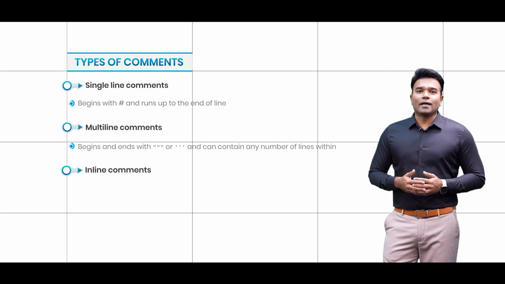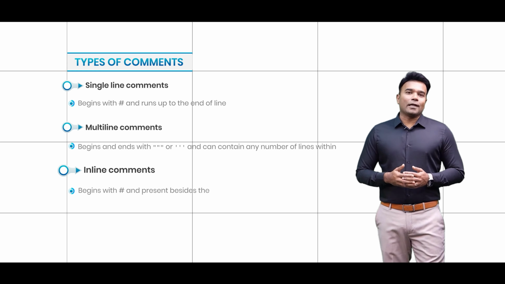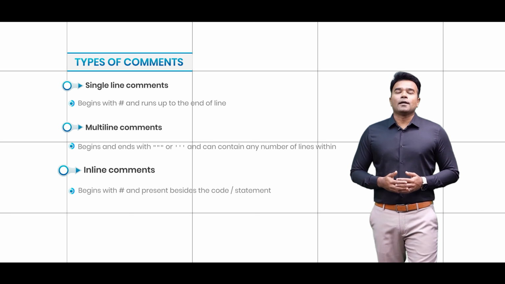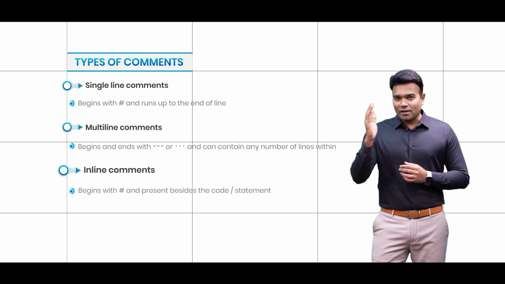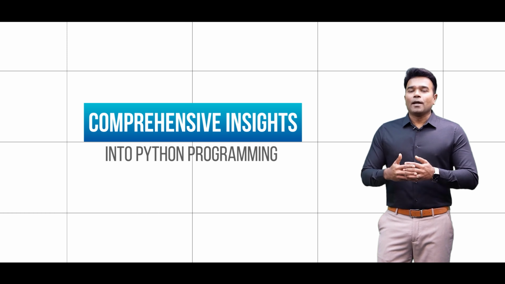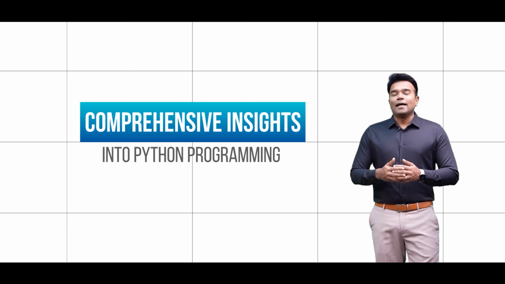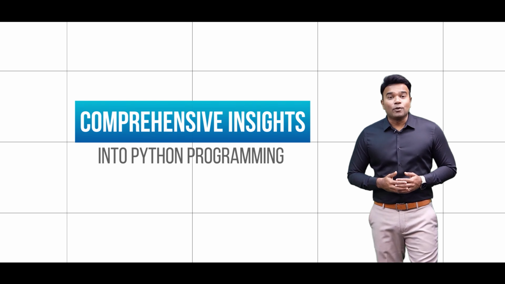And finally, the inline comment also begins with the hash symbol, just that it is not present above the programming code, rather it shall be present beside the programming code. Hope I am completely clear with all of this. So in this session, I am sure that my learners have been able to dive deep into Python and understand the various aspects associated with Python programming.